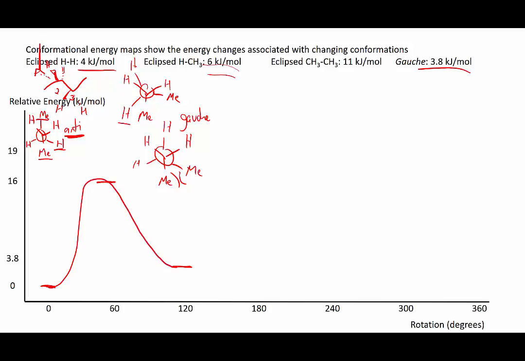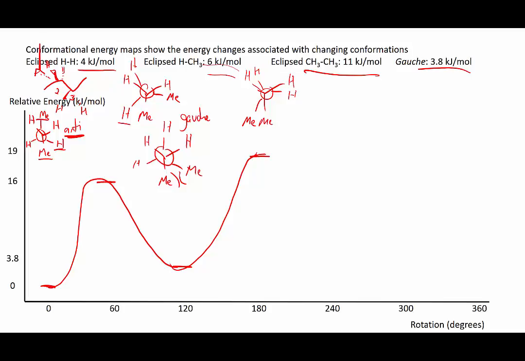Next, another 60 degrees. Going to keep the top or the front the same. We're going to spin the back carbon again. So we go from this gauche interaction to an eclipsed interaction in all 3 cases. Now we have 2 eclipsed hydrogens, so that's 4 plus 4 is 8. And the methyl groups now are eclipsed as well, which has a much higher energy because, again, methyl groups are larger. So we're up to a total of 19 kilojoules per mole. So I'm going to draw a line right here. That's our highest energy conformation.